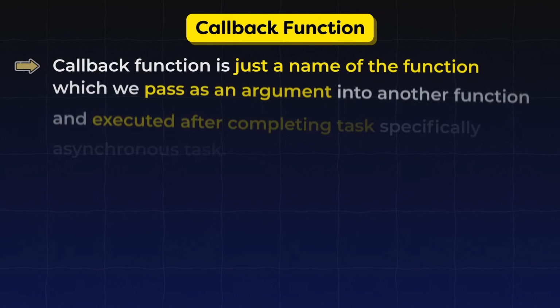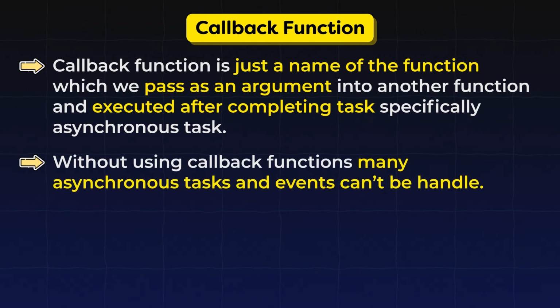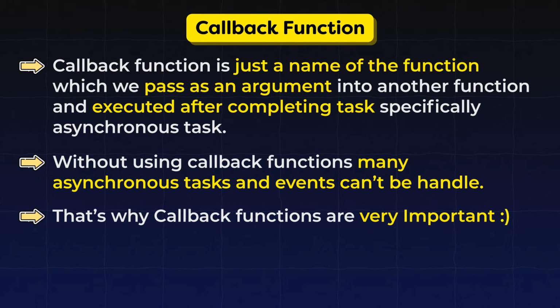Callback function is just the name of the function which we pass as an argument into another function, and it is executed after completing a task, specifically an asynchronous task. Simple as that. Without using callback functions, many asynchronous tasks and events cannot be handled, and that's why understanding how to work with callbacks is very important for managing tasks that do not complete immediately in the non-blocking or asynchronous manner. So that's the callback function.